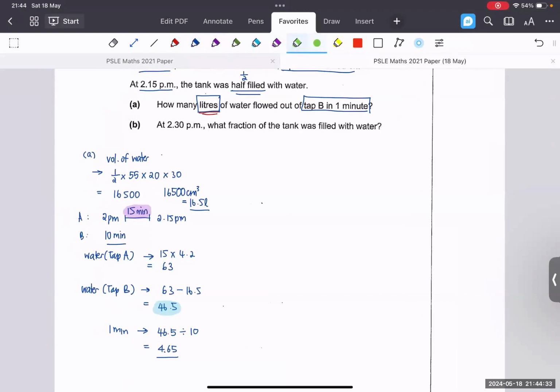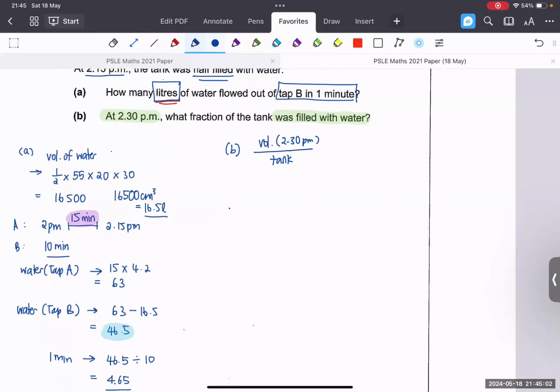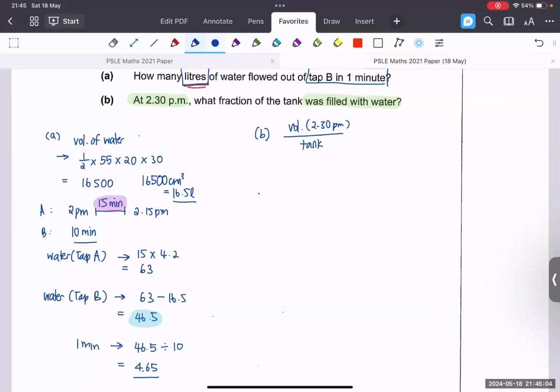Now, one last thing. At 2:30, what fraction of the tank was filled with water? This question is only 2 marks, so it should be easier than the first question, right? How? So I need the volume of water at 2:30 p.m. I need the tank's volume. Then I'll be able to get my question B.